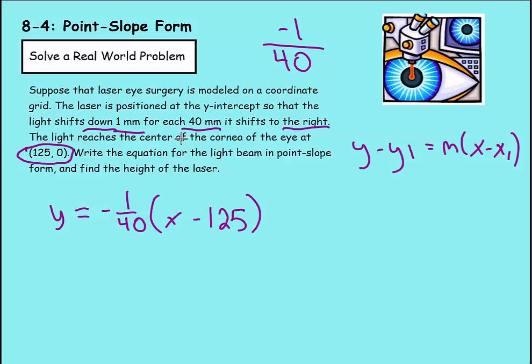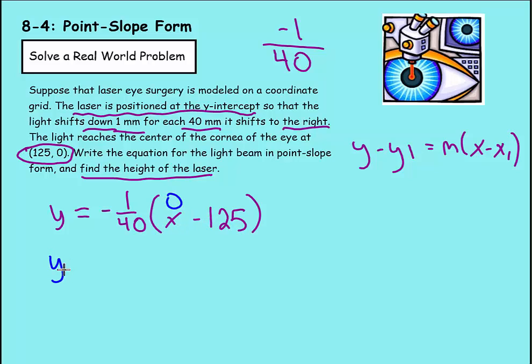We plugged in all of these numbers. Now we need to find the height of the laser. Well, what could we use to help us figure that out? It tells us that the laser is positioned at the y-intercept. So what do we know about the y-intercept? I know at the y-intercept, x equals 0. So we can make x 0 and solve this. So we can rewrite this without the x here. We just have negative 125.